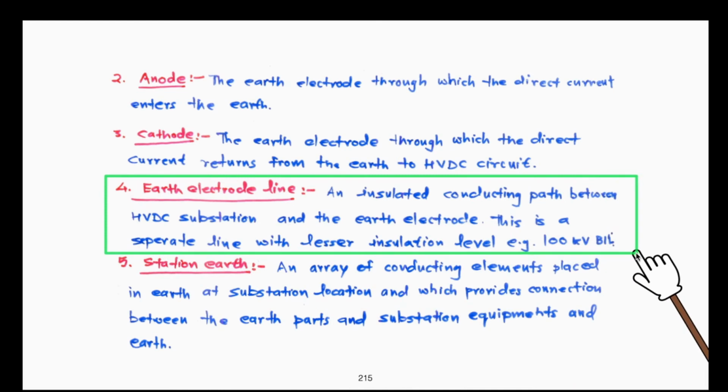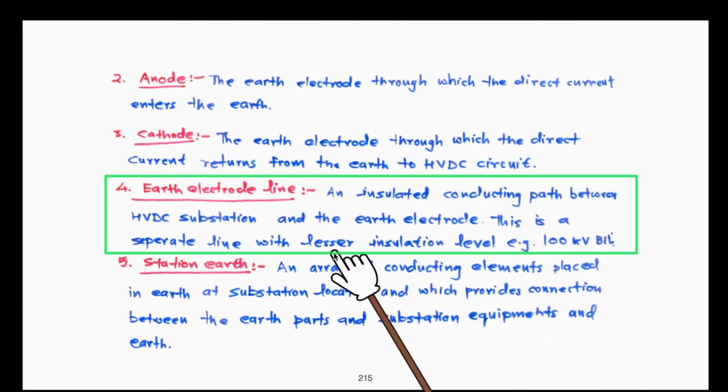Okay, what is an earth electrode line? As we have realized, the problem of corrosion due to the flow of DC current can be minimized by installing the earth electrode 5 to 10 kilometers away from the substation, right? So we have to carry the earth current all the way up to 5 to 10 kilometers. That job is done using the earth electrode line. It is an insulated conducting path between the HVDC substation and the earth electrode, because the earth electrode is installed at some distance from the substation to minimize corrosion.